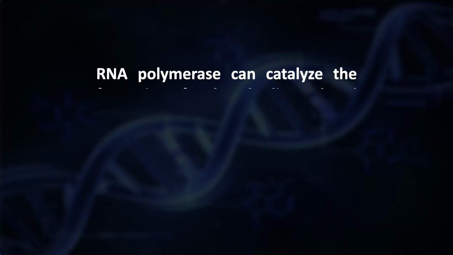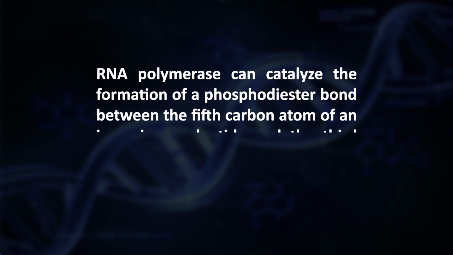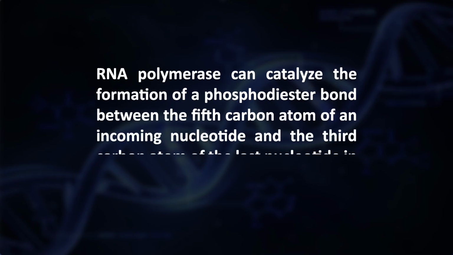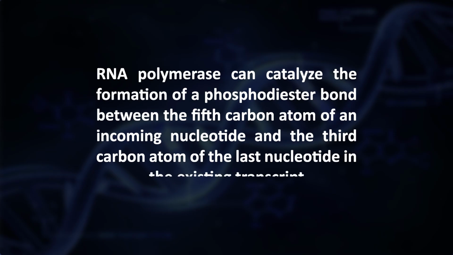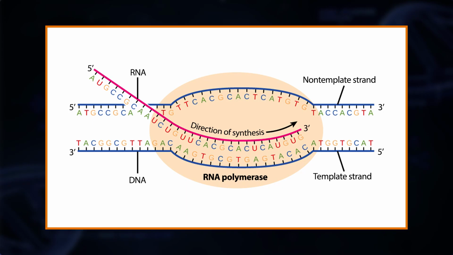RNA polymerase can catalyze the formation of a phosphodiester bond between the fifth carbon atom of an incoming nucleotide and the third carbon atom of the last nucleotide in the existing transcript. Since the RNA molecule has a free phosphate attached to the fifth carbon on the first nucleotide and a free hydroxyl group on the third carbon of the last nucleotide, RNA is said to be transcribed in a 5' to 3' direction.